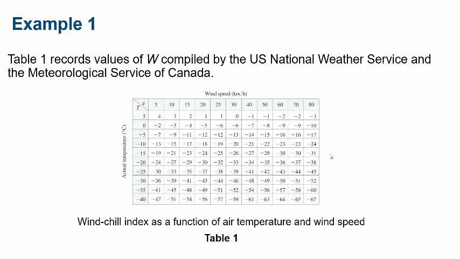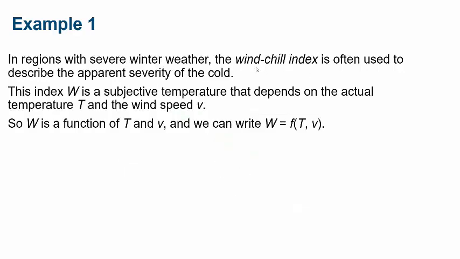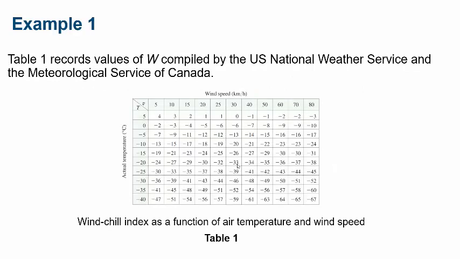All right, so this table here records values of W compiled by the U.S. National Weather Service and the Meteorological Service of Canada. So you can see here we have the actual temperature and the wind speed. And these numbers in here are what we call the wind chill index.